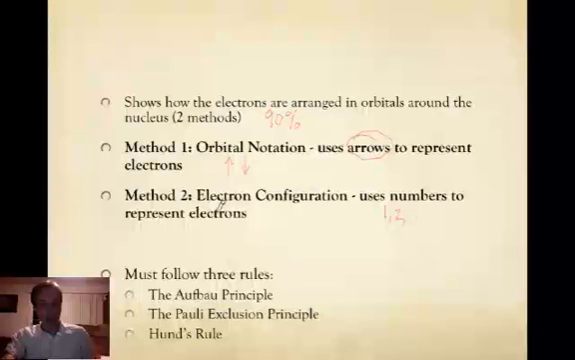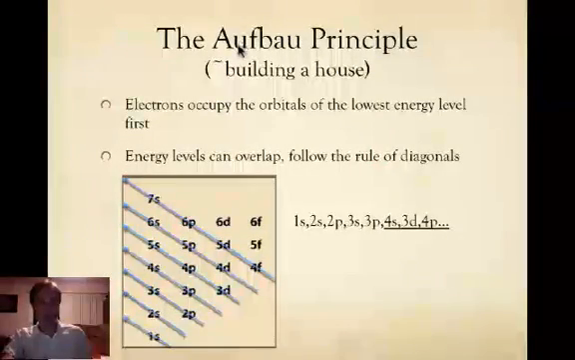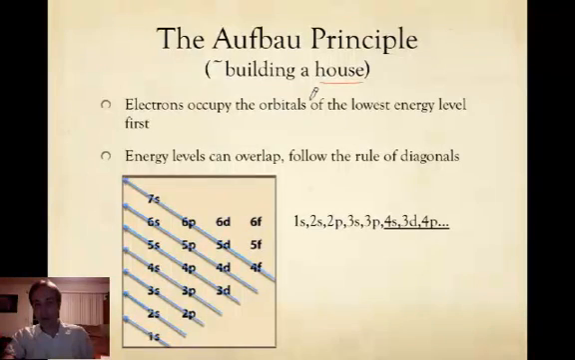In both cases, no matter which method we use, there are 3 rules that we have to follow when we are explaining where the electrons are found. So we're going to start off explaining these 3 rules. Rule number 1 is called the Aufbau Principle. And I think of this like building a house. In other words, electrons have to occupy the orbitals of the lowest energy level first. So in terms of a house, it means you have to start with the foundation and then you build your way up. You got to build it from the bottom up. The electrons get filled from the bottom up, meaning the lowest energy level up.